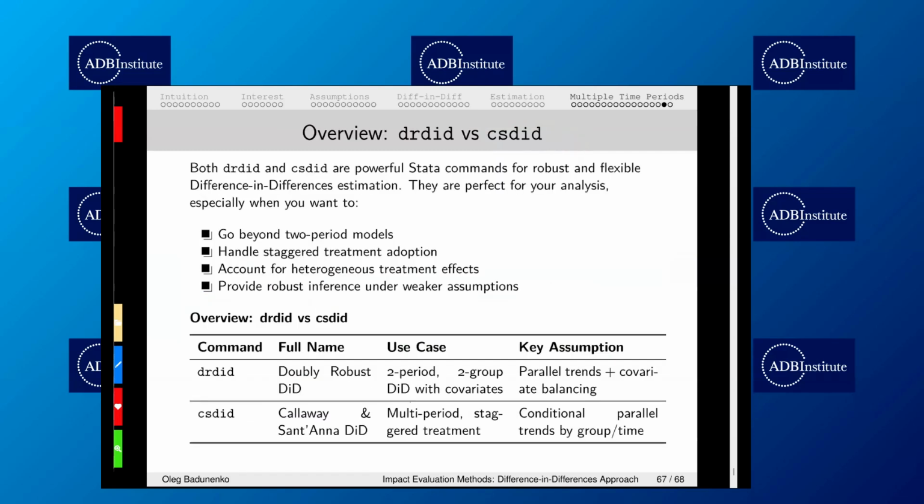Now, we have looked at two types of these estimators, and both drdid and csdid are powerful Stata commands for robust and flexible estimation using modern difference-in-differences approaches. So they are your companion for estimating DIDs if you want to go beyond the two-period model, if you have multiple time periods, right? It can handle staggered treatment adoption. It can account for heterogeneous treatment effects and provide robust inference, right?